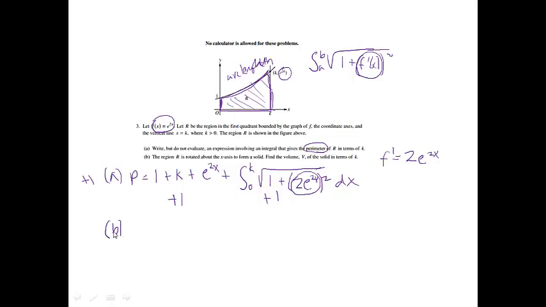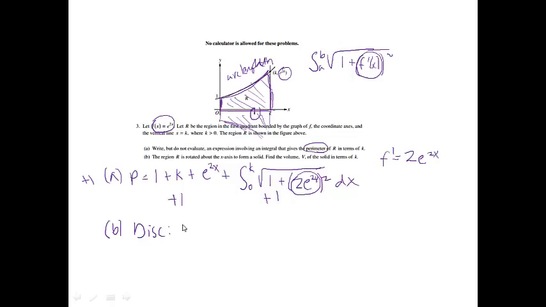All right, part B. The region R is rotated about the x-axis to form a solid. Find the volume V of the solid in terms of k. We're revolving it about this way, so it's going to create almost like a lampshade or something like that. When I do this, we're going about the x-axis, and it's not leaving a hole at all, so I'm going to be using the disk method.